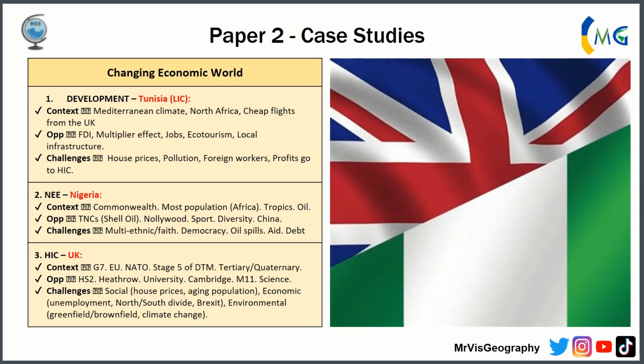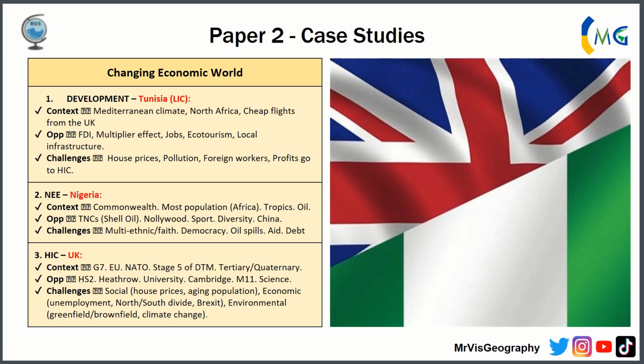In the final part of paper two, changing economic world, we have Tunisia, which is an example of tourism as a way of closing the development gap. We teach Tunisia. Some schools teach Jamaica. It very much depends, but you've got a bit of contextual information, opportunities, and challenges here. The two case studies we spent a lot of time on were Nigeria and the UK. So I've given you for both context, opportunities, and challenges of both countries.